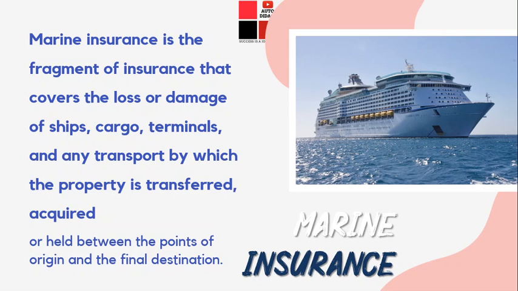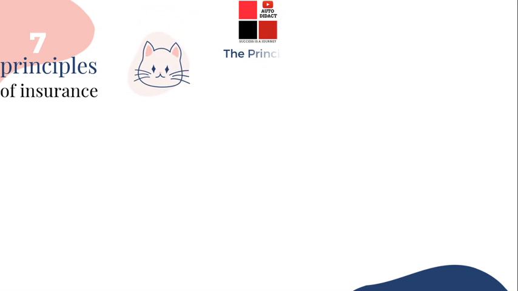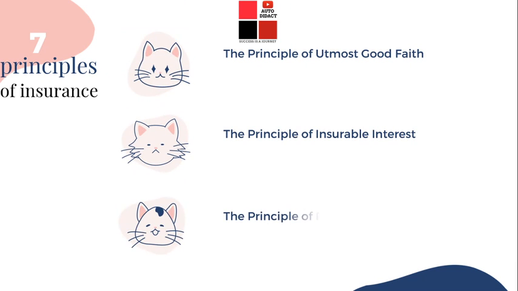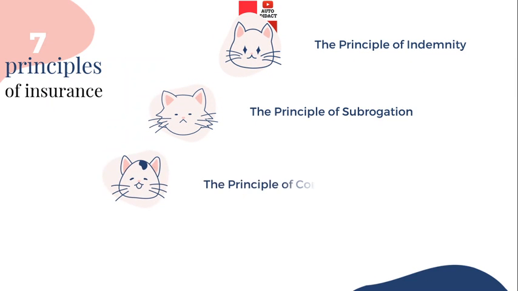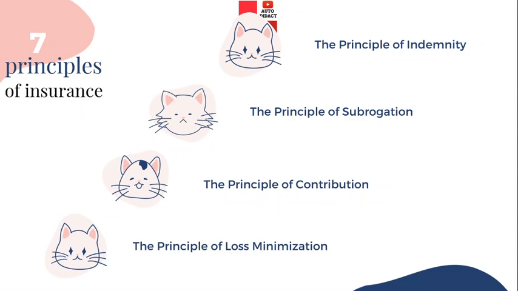Moving ahead with the principles of insurance. By and large, all insurance policies obey the stated 7 principles. We can name them as: first, utmost good faith; second, insurable interest; third, proximate cause; fourth, indemnity; fifth, subrogation; sixth, contribution; and seventh, loss minimization. Let's understand these principles in detail individually.